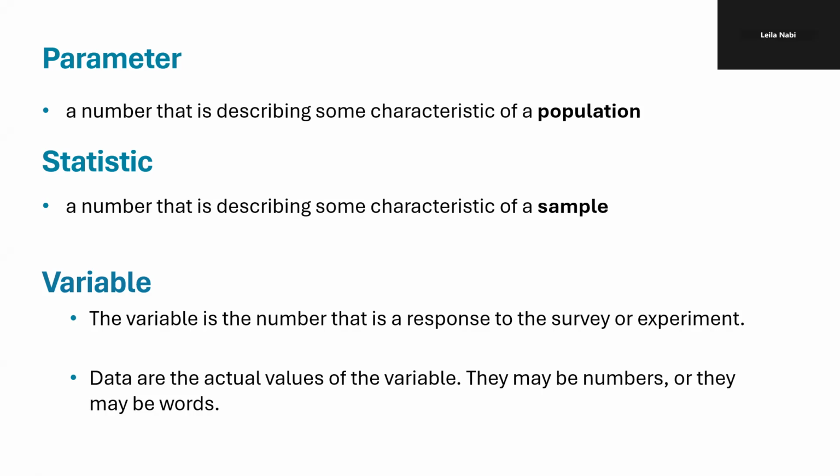A variable is whatever we want to collect in that study. You have set up in a study the whole population, you have a group of sample, and those things that you want to collect for your study are called the variable. But the actual numbers that you collect are called data. Okay? Let's look at an example.